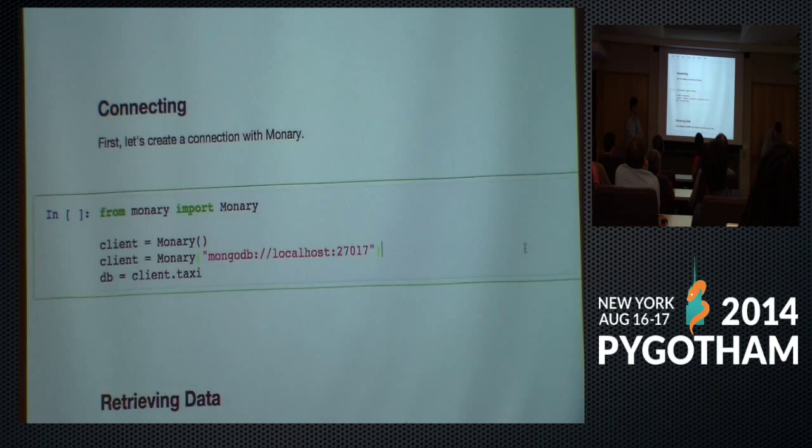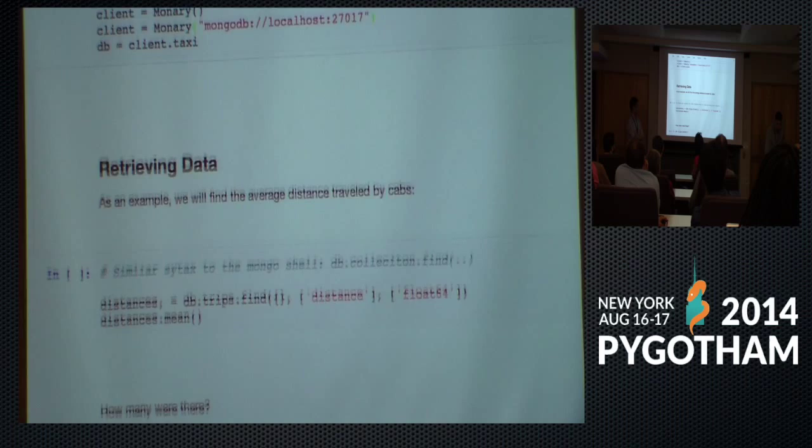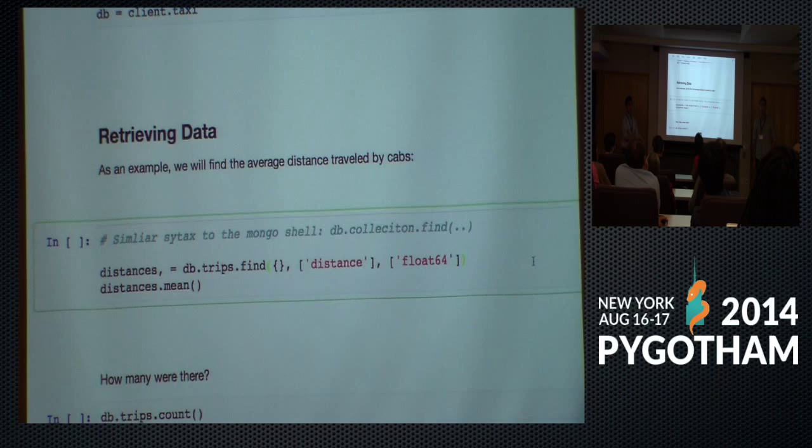So now that we're connected, let's go ahead and retrieve some data. For those of you who are familiar with MongoDB, this syntax for Monary is kind of similar to the Mongo shell. What we're doing is we say database.trips, which is our collection, which is sort of like a SQL table. But anyway, we're using the trips collection, and we're finding all of the data that matches the empty query, which is the dictionary. From that, we'll be accessing the key labeled distance, and we'll be storing it as a float64.